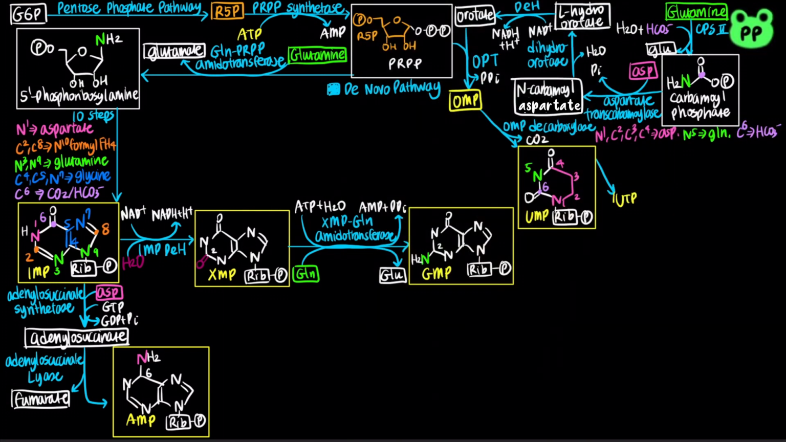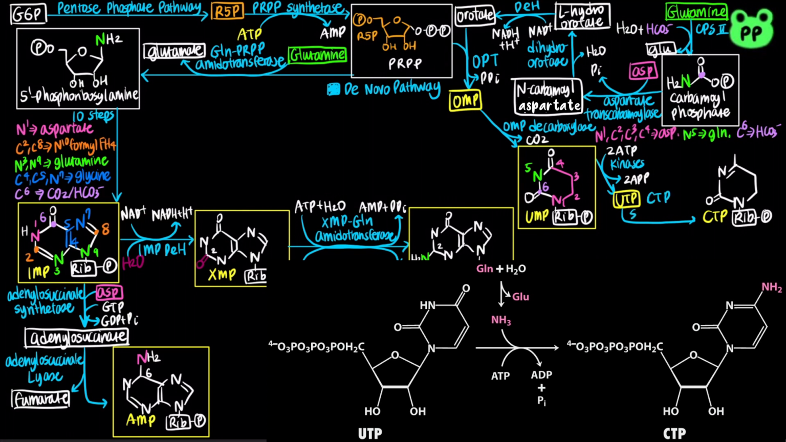UMP is phosphorylated by kinases to form UTP, which can be converted to CTP by the enzyme cytidine synthetase, which is coupled to the hydrolysis of 1 ATP molecule and involves glutamine as the donor of the amino group attached to the 4th carbon.